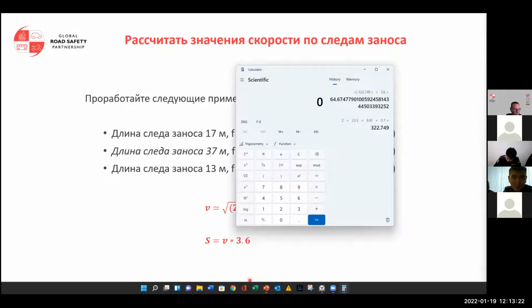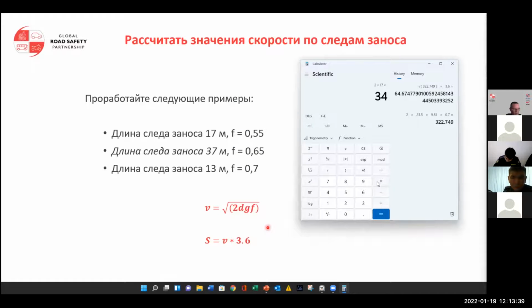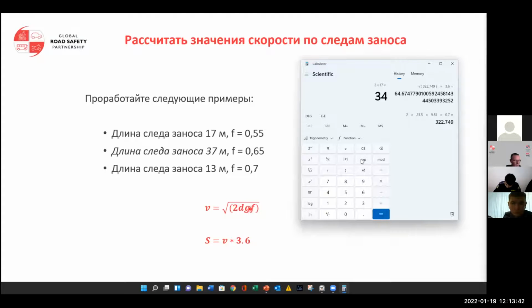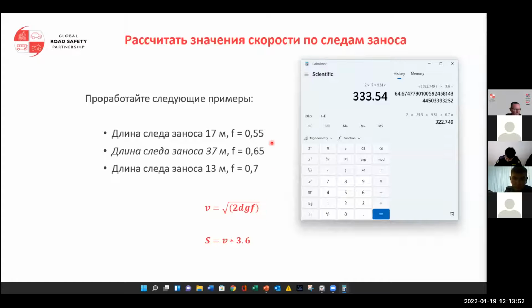The equation is 2 multiplied by D, our distance, 17 meters, multiplied by gravity, the G, always 9.81, multiplied by the last part, drag factor F. And we are told it is 0.55. Equals 183.447.